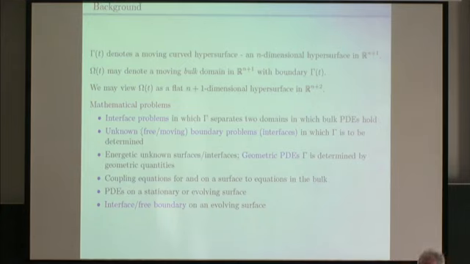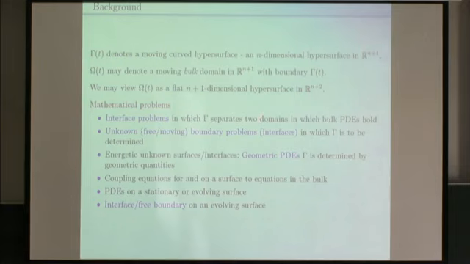I'm not going to be able to do everything that I thought I was going to do because of my verbosity, excuse me. Anyway, doesn't matter. Gamma of t is our moving curved hypersurface, an n-dimensional hypersurface in R^(n+1). Usually omega of t is a moving bulk domain in R^(n+1) with a boundary gamma of t. Actually, we may view omega as being an (n+1)-dimensional flat hypersurface in R^(n+2) with a boundary.